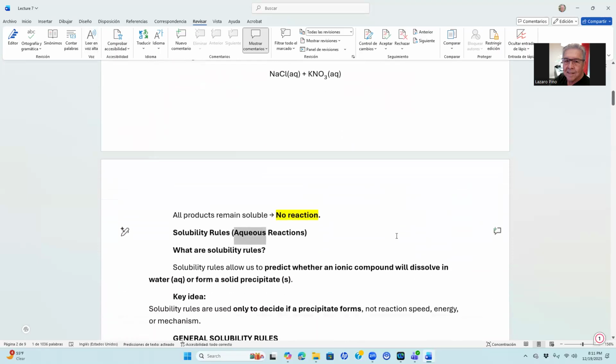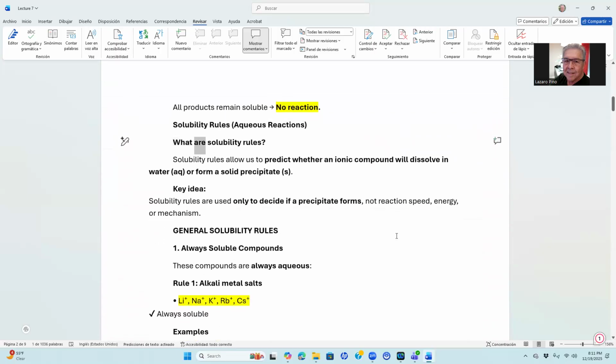Solubility rules, aqueous reactions. What are solubility rules? Solubility rules allow us to predict whether an ionic compound will dissolve in water, aq, or form a solid precipitate, s. Key idea: solubility rules are used only to decide if a precipitate forms, not reaction speed, energy, or mechanism.